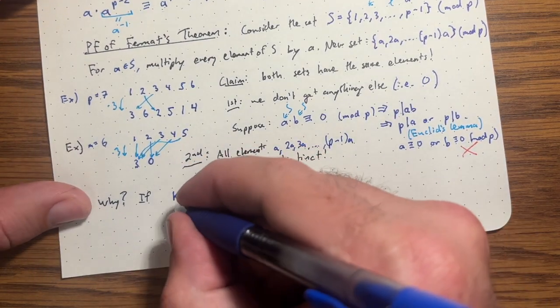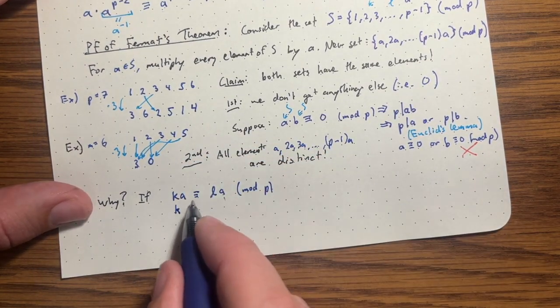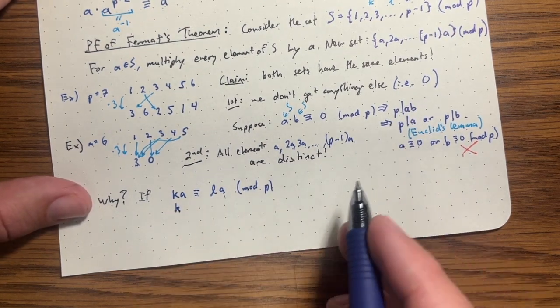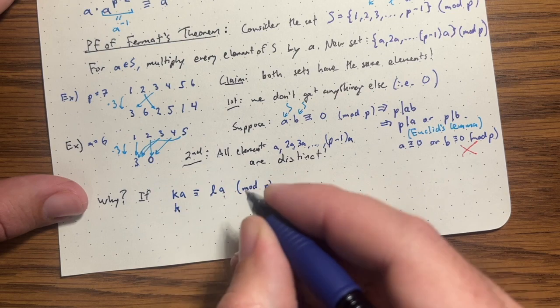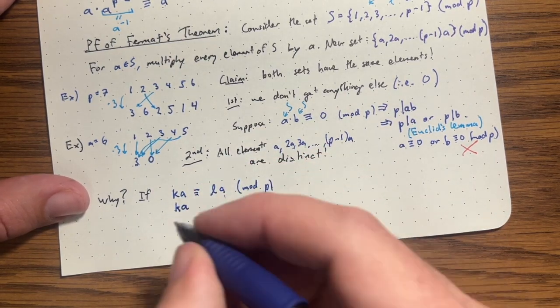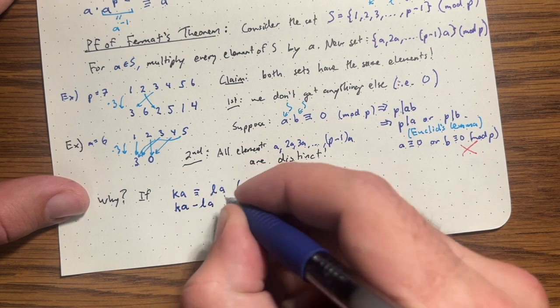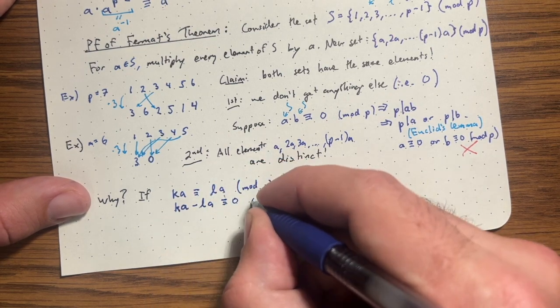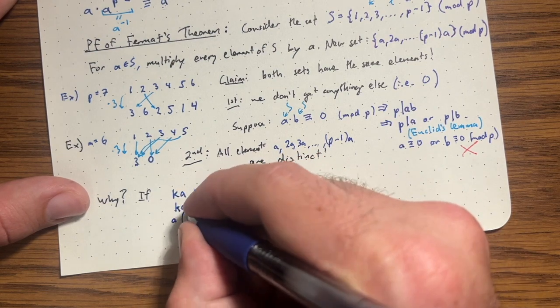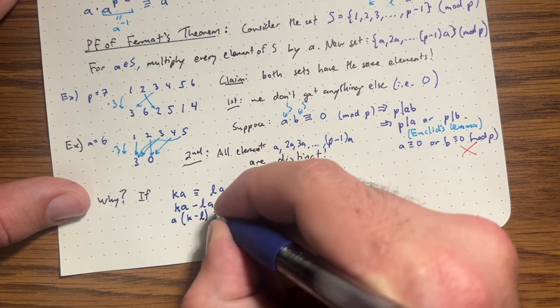Well, what can I do here? I can translate this into a statement about numbers as well, but there's an even easier way to do this about integers. Let's just move the LA to the other side. So it's congruent to 0 mod P. And factor out the A. So A times (K minus L) is congruent to 0 mod P.